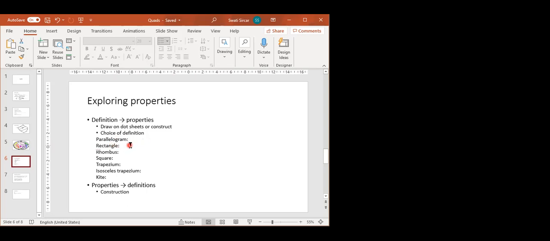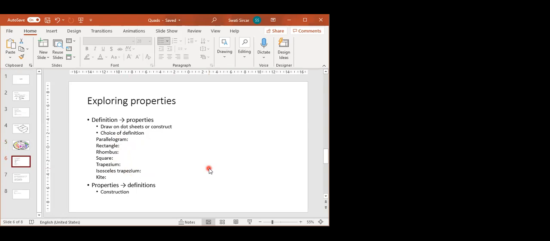But when you go to rectangle, rhombus, square, etc., what you choose as the definition is crucial, because from that you want to deduce all the properties. So that's where I'm going to share an article regarding definitions, which deals particularly with isosceles trapezium. Okay.